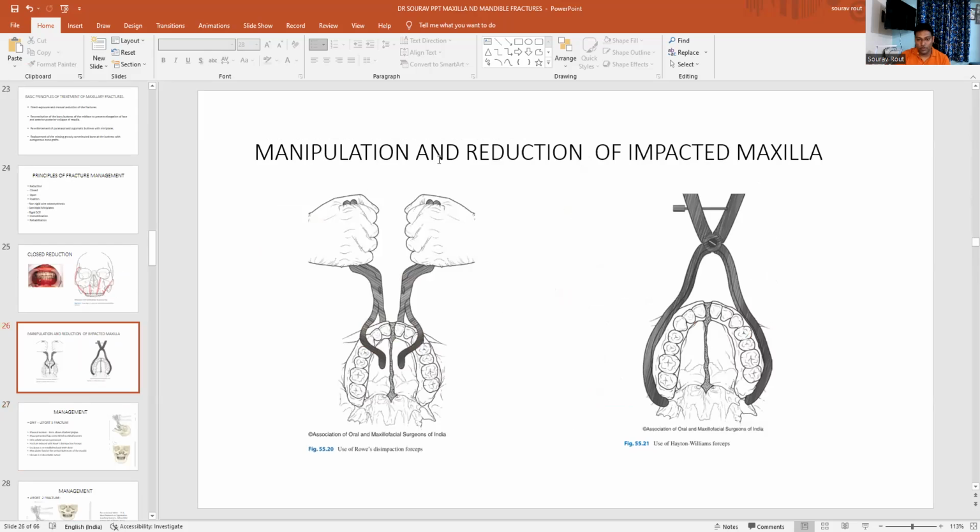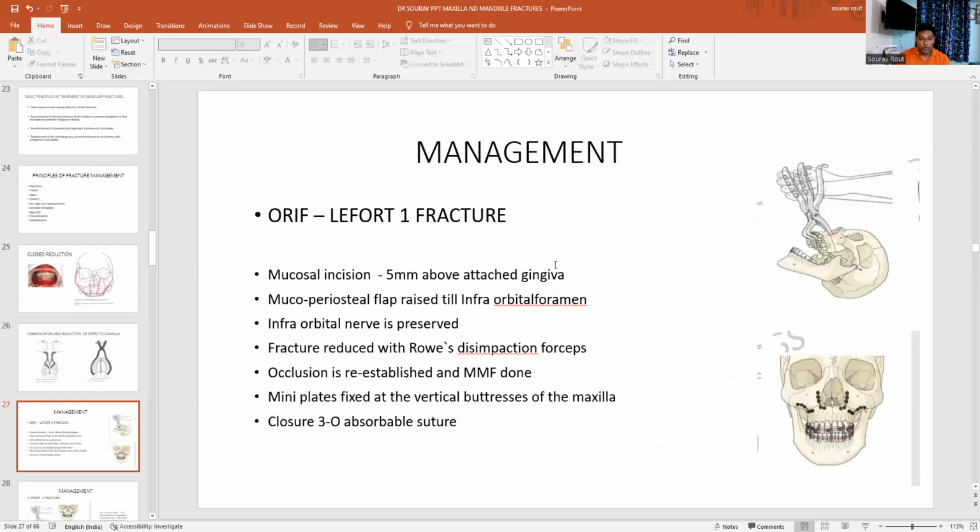While manipulating and reducing the impacted maxilla, we have to use the Rowe-Williams disimpaction forceps as well as the Hayton-Williams forceps. If there is a mid-palatal split, we have to use both together. Now coming to management of Le Fort 1, we do open reduction, mucosal incision placed 5 mm over the gingiva, mucoperiosteal flap raised till the infraorbital foramen, infraorbital nerve is preserved, fracture reduced with Rowe-Williams disimpaction forceps, occlusion is stabilized and MMF is done.